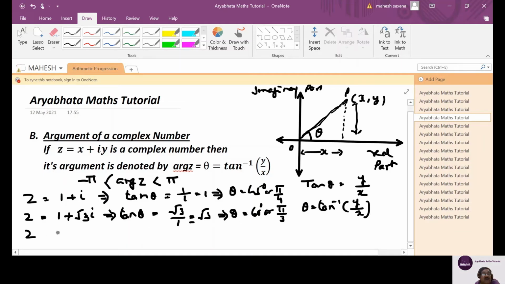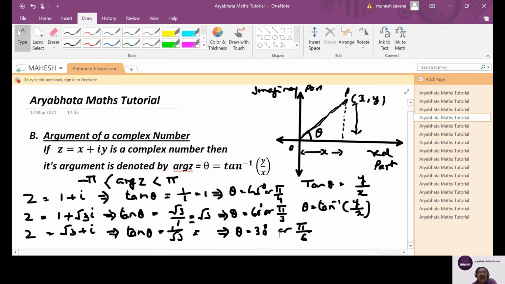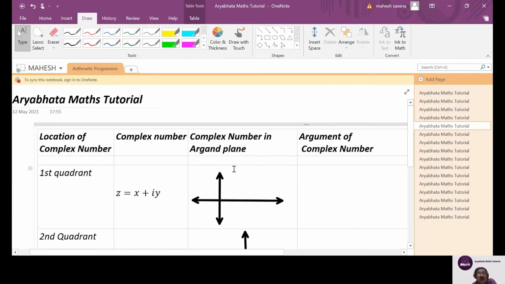If z is equal to root 3 plus i, this implies that tan theta is equal to 1 upon root 3, and the value of tan theta is 1 upon root 3 implies that theta is equal to 30 degrees or pi by 6. Now you might have understood how to calculate the argument of a complex number. Now we come to how you can calculate the argument of a complex number.